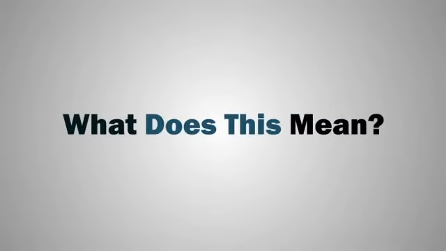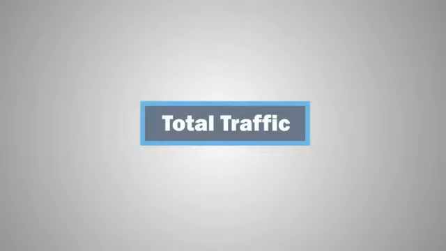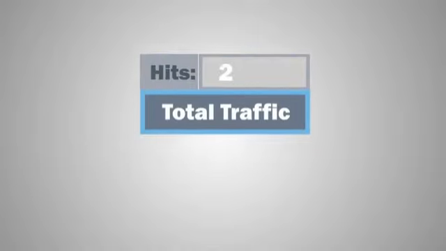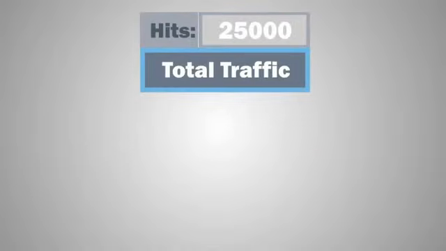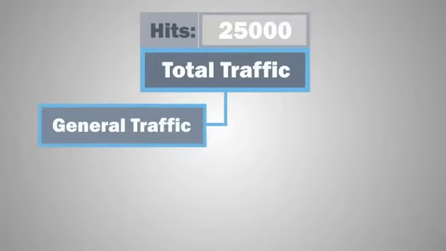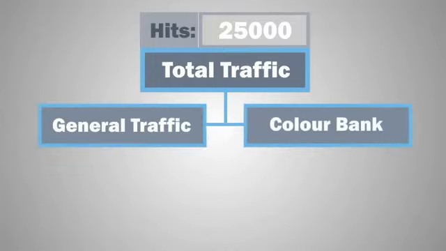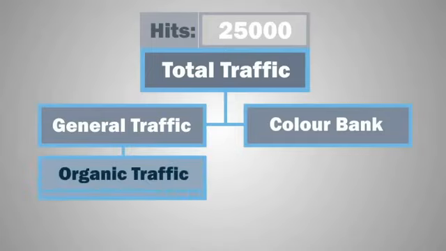Let's take a look at what all this means. Your total traffic section lists the amount of hits you currently have in your account. This total is a combination of your general and color bank traffic. General traffic is made up from organic traffic as well as traffic packs.